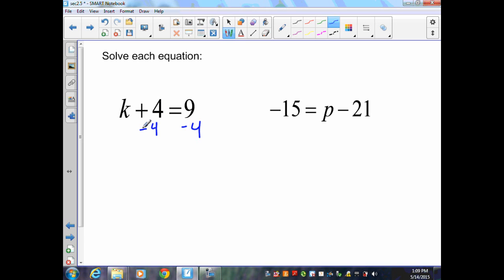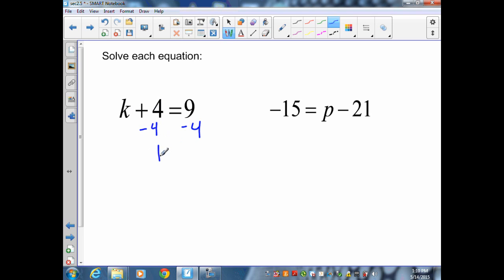As the problems get more difficult, we're going to do the same procedure over and over, no matter how difficult the problem gets. So I'm going to subtract 4 from both sides. When that occurs, 4 minus 4, I get 0. k plus 0 leaves me with k. I bring down my equal sign. I did the same thing to the right side. 9 minus 4 is going to give me 5. If k is 5, that makes this a true statement.